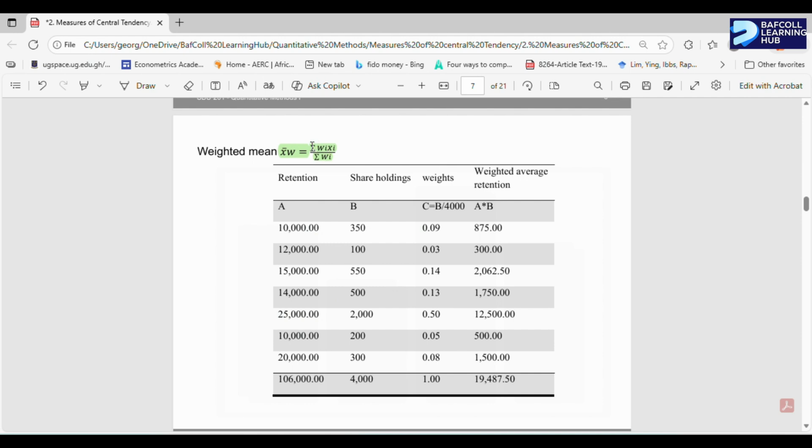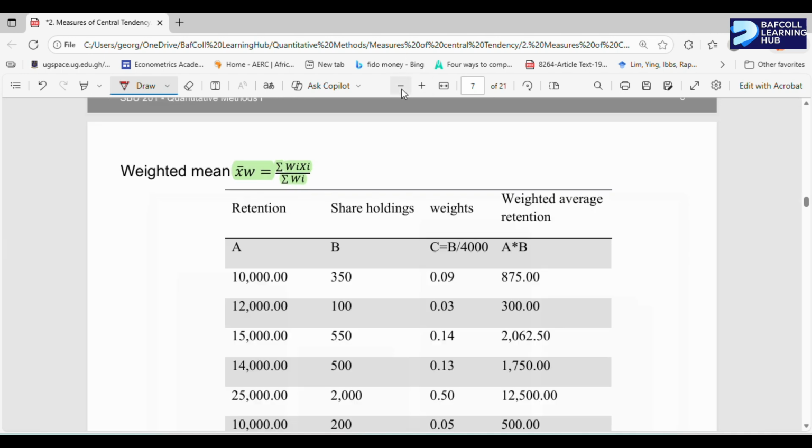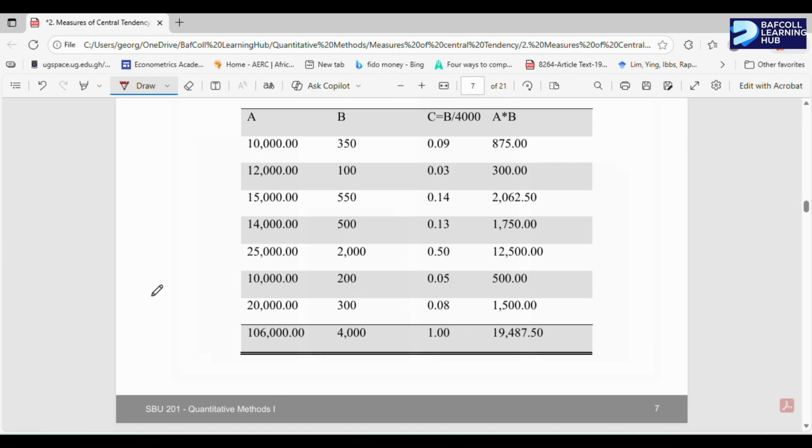So we are looking at the summation of, so the weighted mean is equal to the summation of the weight multiplied by, in this instance, the profit that they retain, divided by the summation of the weight. Okay, so let's go back to our Excel.